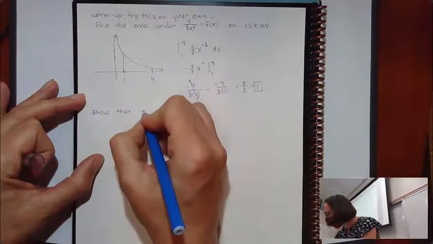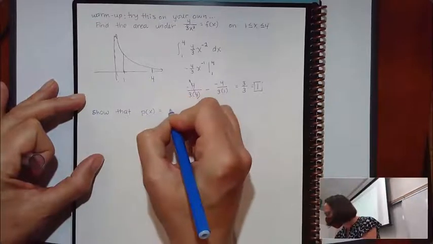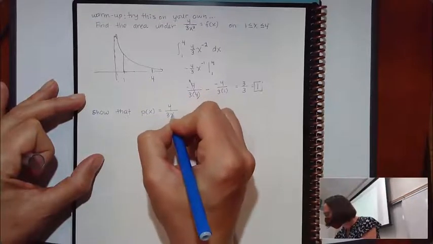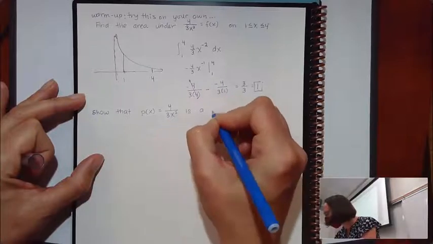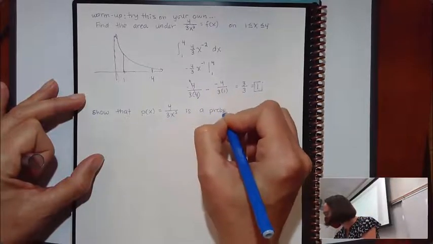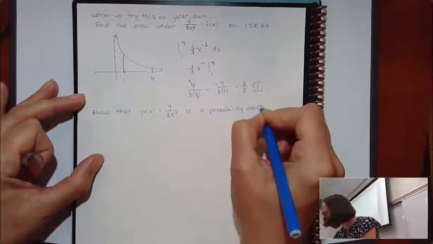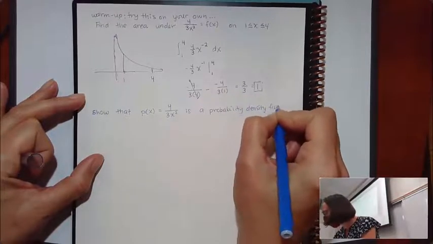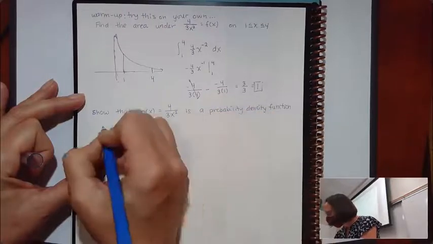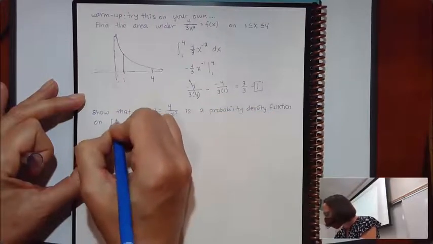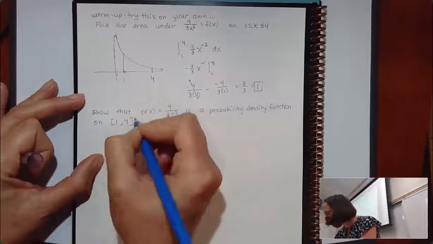So secretly, what I actually just asked you to do was to show that P of x equal to 4 over 3x squared is a probability density function on 1 to 4.